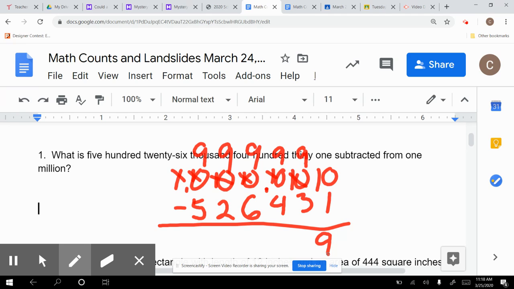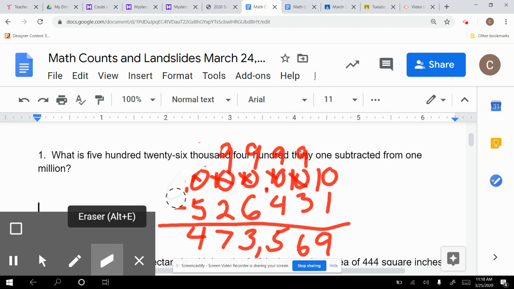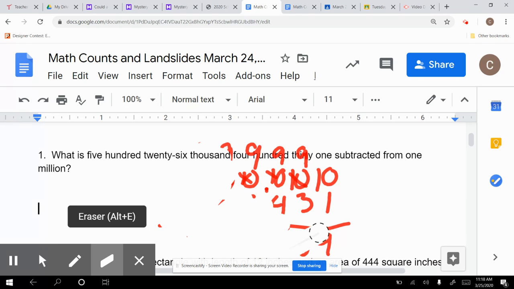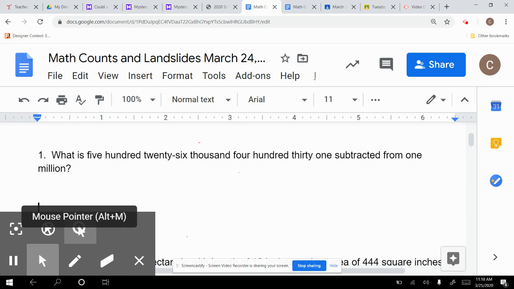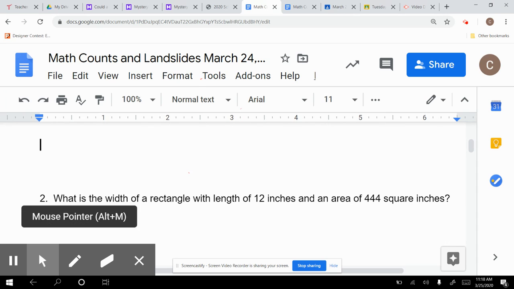9 minus 3 is 6. 9 minus 4 is 5. Notice how we don't have to borrow now since everything's a 9. So 9 minus 6 is 3. 9 minus 2 is 7, and 9 minus 5 is 4. So your answer should be 473,569. Okay, looks good. Let me go ahead and get rid of all this. Probably a quicker method of doing this, but in Screencastify, I do not have an erase all, so bear with me.